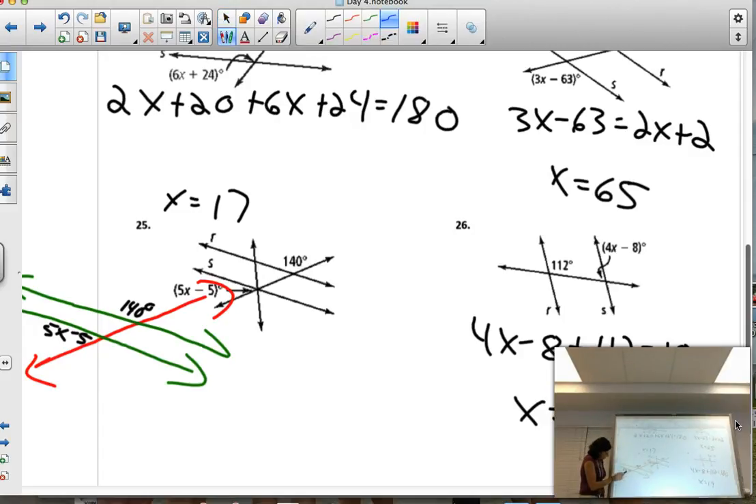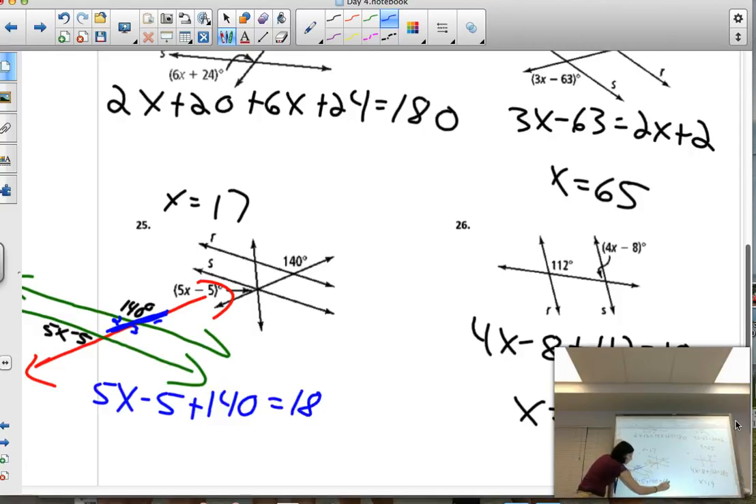If 5x minus 5, what angle does it belong to up here? Like if this is 1, this is 2, and this is 3, 5x minus 5 should be where? 1, 2, or 3? 2. And this right here is a linear pair. So since they're a linear pair, you would do 5x minus 5 plus 140 equals 180. X equals 9.